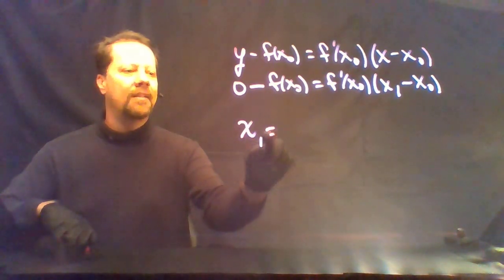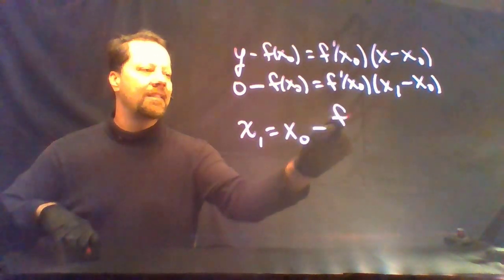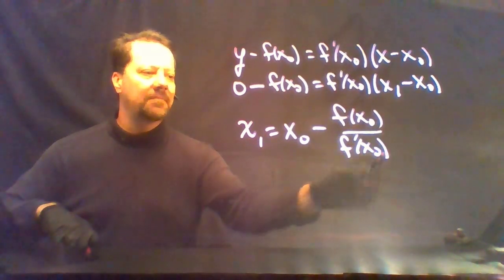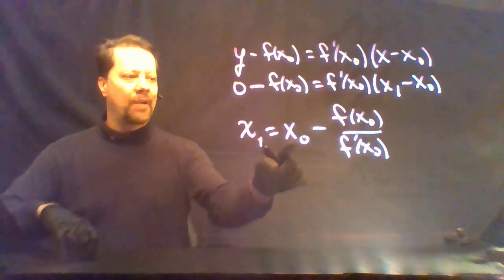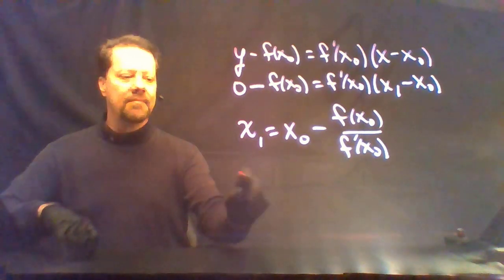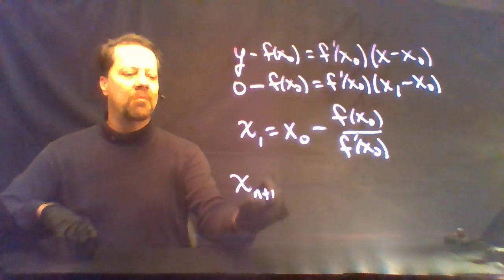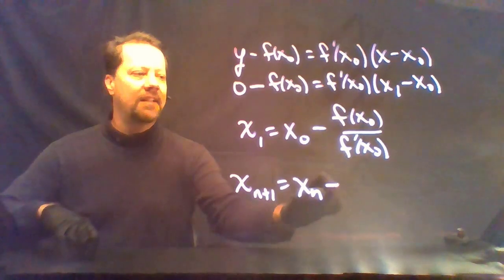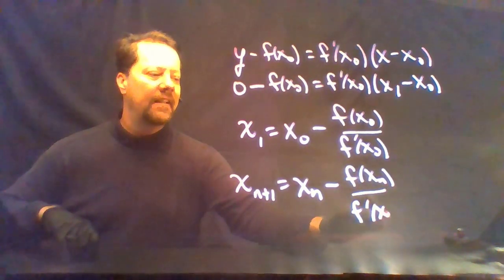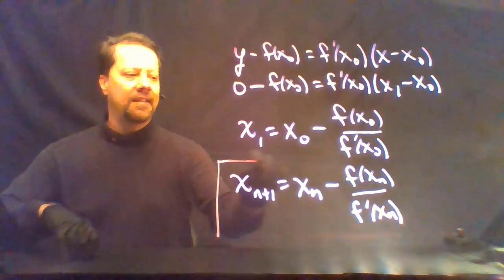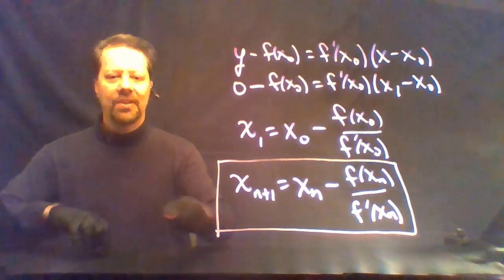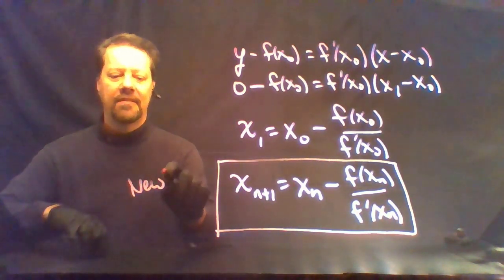Solving for x1, you get x naught minus f of x naught over f prime of x naught. We'll start with some random guess. This equation gives us a better guess. Similarly, xn plus 1 will be the old guess xn minus f of xn divided by f prime at xn. This is called Newton's method.